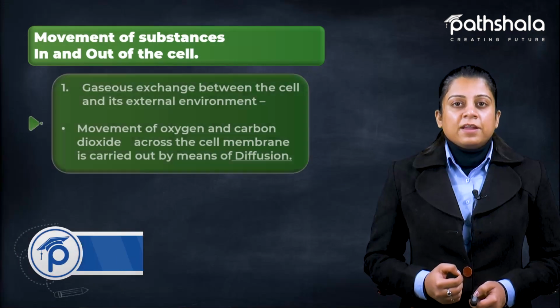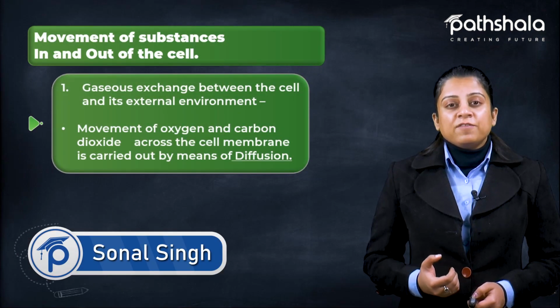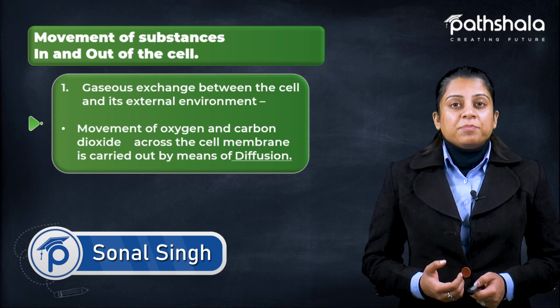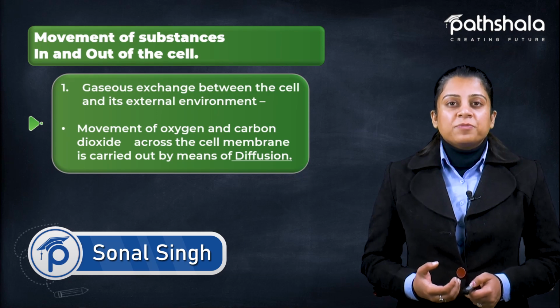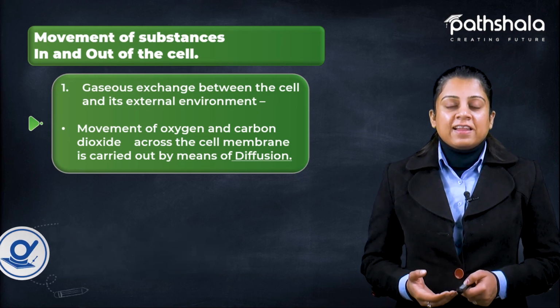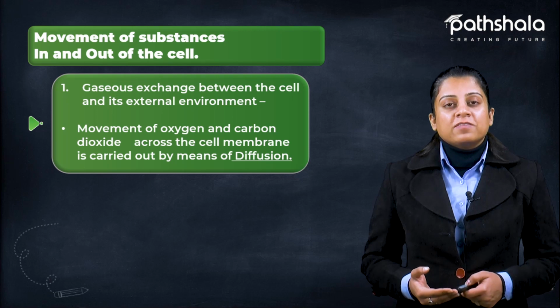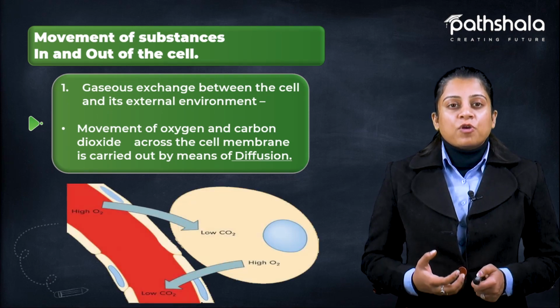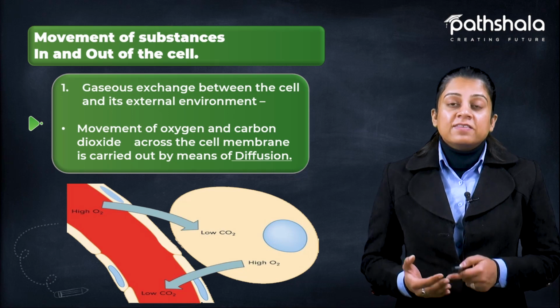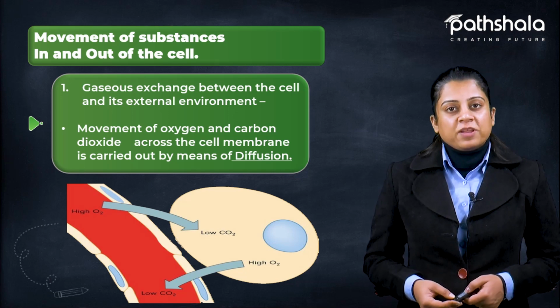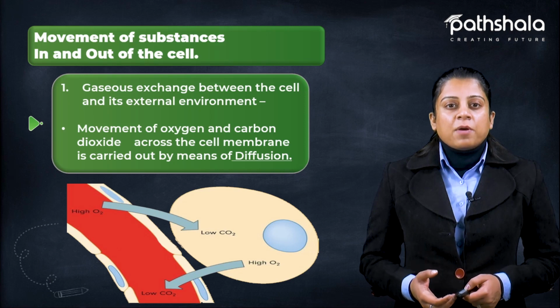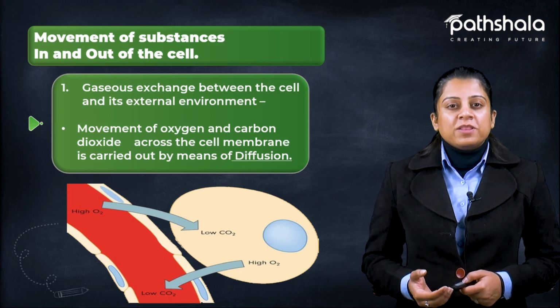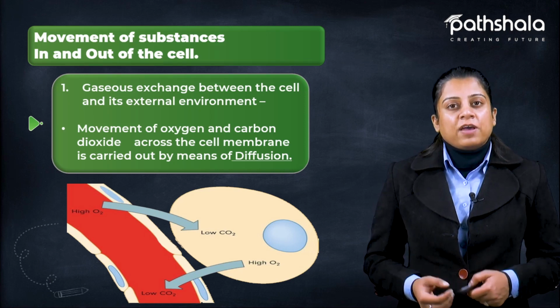We have studied that the plasma membrane is a selectively permeable membrane. That means it allows only some substances to enter inside the cell and it allows a few substances to go out of the cell. Now let us study how this process of movement of substances in and out of the cell takes place. So first let us study the gaseous exchange between the cell and its external environment.